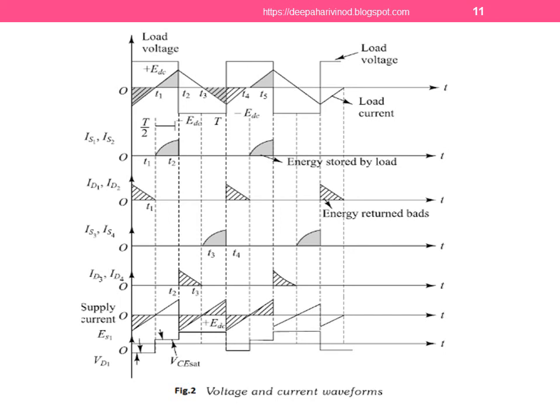Now interval 3, that is from T3 to T4, mode 3. Here S3 and S4 are on, the load voltage will be minus EDC, but the direction of load current will be reversed and become negative. The current increases exponentially in the negative direction.